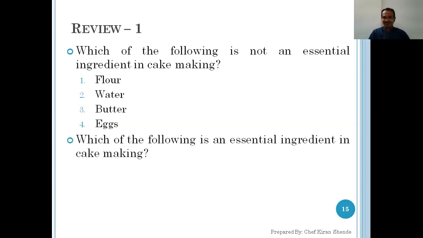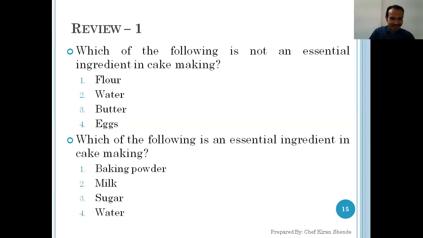The next question is, which of the following is an essential ingredient in cake making? The options are baking powder, milk, sugar, and water. Yes, you have guessed it right. Serial number 3, that is sugar, is a compulsory or essential ingredient.